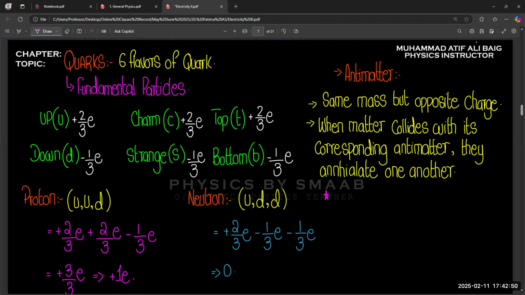So when they combine with each other, energy is released as electromagnetic radiation. So this is the concept of antimatter.